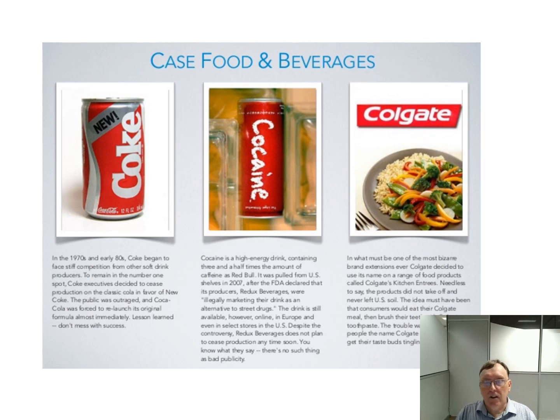Another example we've got here: Cocaine, a high energy drink. It had 3.5 times the amount of caffeine as Red Bull, so pretty strong. But it was pulled from shelves in 2000 after it was decided that it was illegally marketing its drink as an alternative to street drugs. In other words, something very strong.